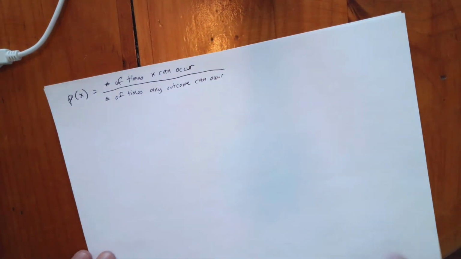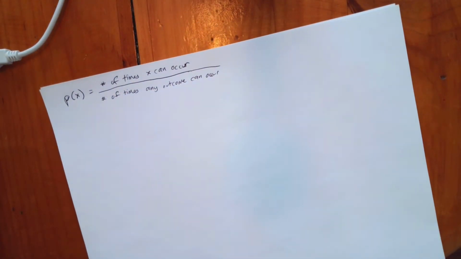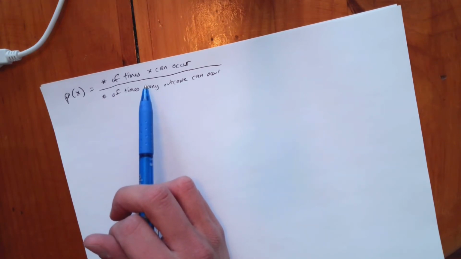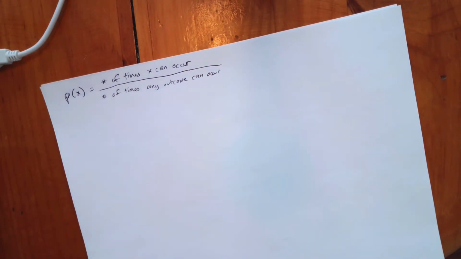All right, so again, what this means is that when we're looking at probability, we're considering the number of times our outcome of interest, which we're calling x, can happen, and we're dividing that by the number of times any outcome can happen. And so what I'm going to do here is give you an example of calculating probabilities.